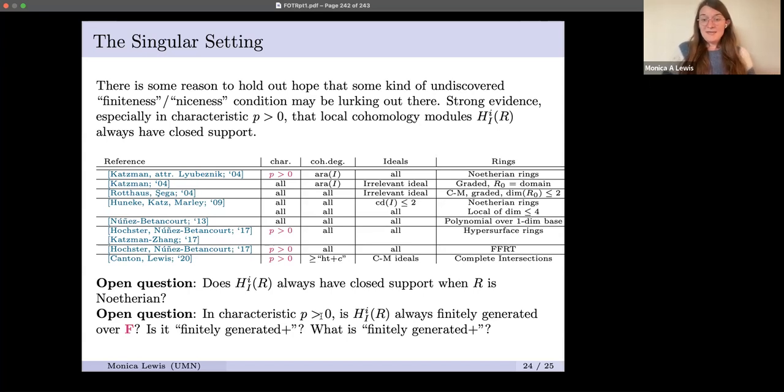Well, we could ask, is local cohomology always finitely generated? If that's true, that would certainly imply closed support, and it would explain why we keep seeing closed support come up in all of these different settings.